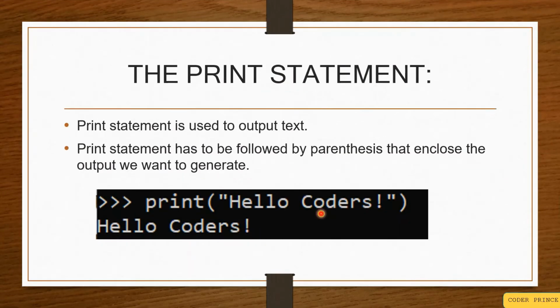So coming to the print statement. Print statement is used to output text to the console. This is an example of a print statement. Print statement has to be followed by parentheses that enclose the output we want to generate. Here, "hello coders" is a string, which is the output we want to generate. So this is the basic syntax.